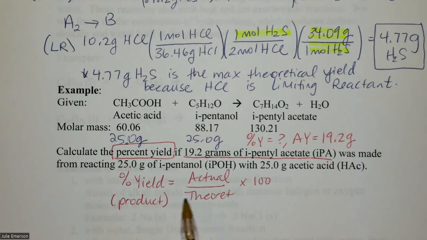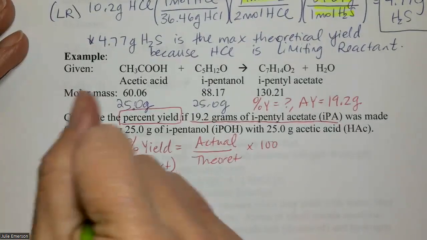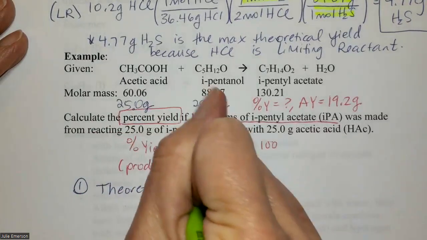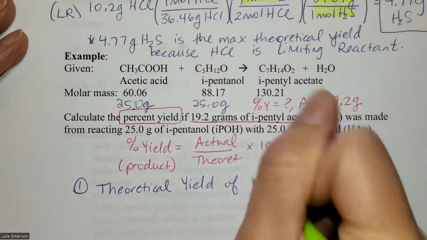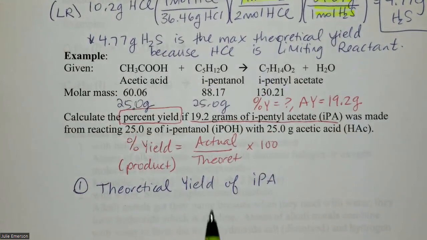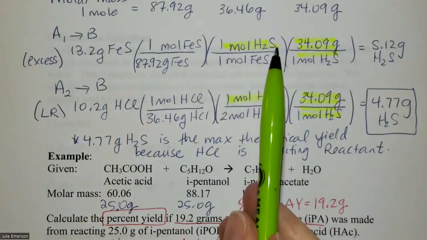So what I need first is to find the theoretical yield of the isopentyl acetate. So the first thing I'm going to do is find the theoretical yield of the isopentyl acetate. I'll just stick with my abbreviation, the IPA. All right. Okay, so we could do it the way we did in the last example.